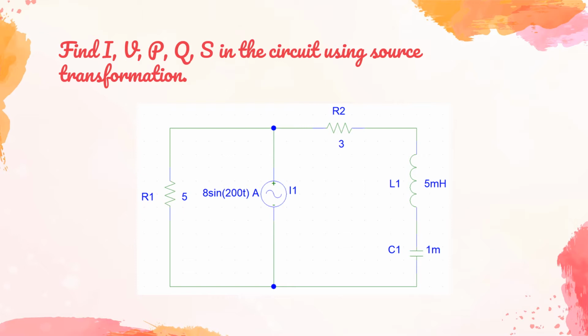Today, I'm going to present about the analysis of a simple RLC AC source electric circuit. So, this is our circuit. We need to find the voltage, current, power, reactive power, apparent power, and complex power in the circuit by using source transformation.